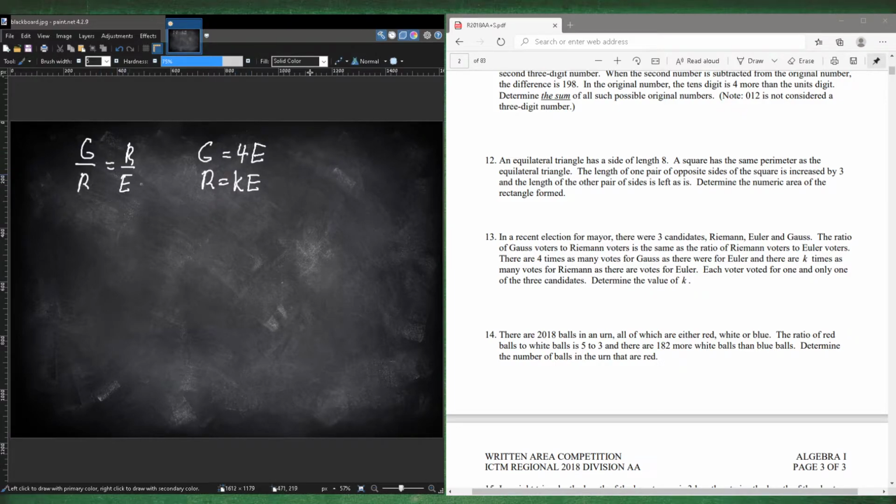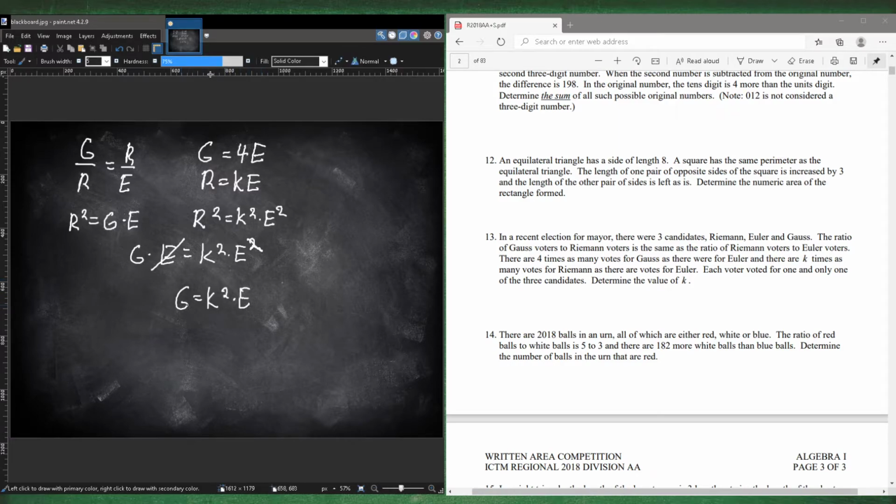Okay, so now we have to find the value of k. To get this into one thing, let's cross multiply. So r squared is equal to g times e. And then I want to get an r squared here, so let's square this equation, which gets r squared equals k squared times e squared. Since r squared equals both, we'll say g times e equals k squared times e squared. We can cancel out one of the e's, so we have g is equal to k squared times e.